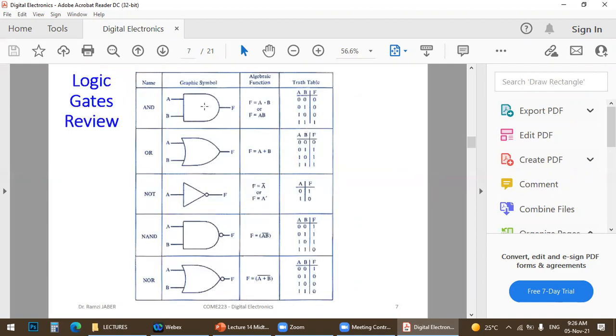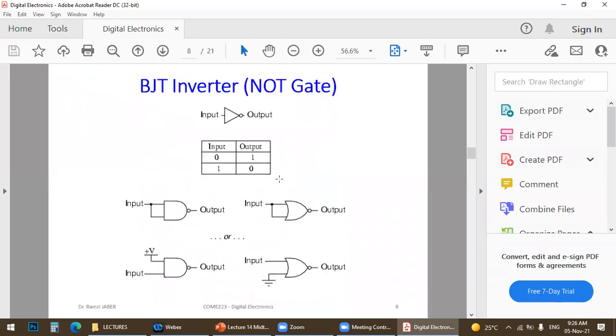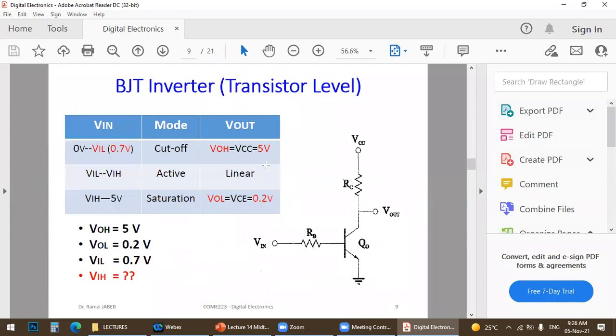Some review about logic gates: AND, OR, NOT and NOR. This is the inverter, the BJT inverter at transistor level. For low input voltage, we have cutoff. This transistor will not operate, so the output will be directly connected to VCC, 5 volt. This is called the output high. So in this kind of transistor inverter, the output high equals 5 volt.